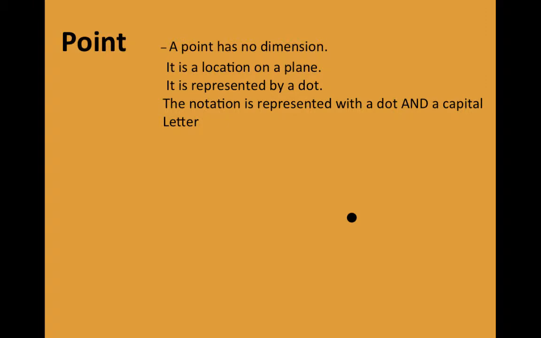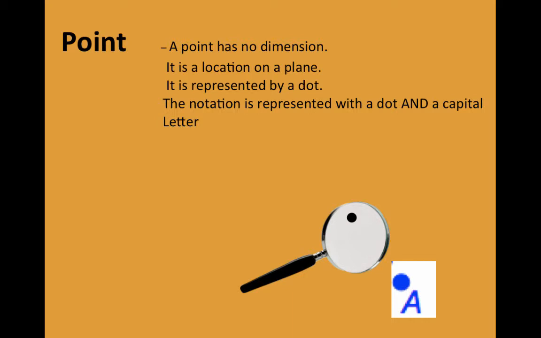A point has no dimension. It is a location. It is also represented by a dot, and the notation is represented with a dot and a capital letter. Some individuals will make their point so small that we will need a magnifying glass just to see it. Wow, there it is. But the notation for a point is always represented by a dot and a capital letter.